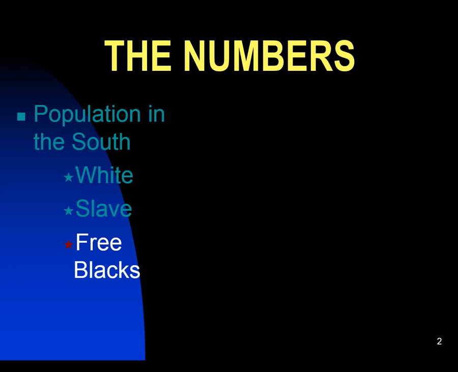There's also some free blacks that live in the South. Blacks that over the years have somehow gained their freedom. Sometimes they've been able to purchase their own freedom. Probably most of the time they were given their freedom when their master died. In their will they would say, I free my slaves. So how many of those are there? 250,000. So not many compared to the rest. And so there's 250,000 free blacks. This is in the South.